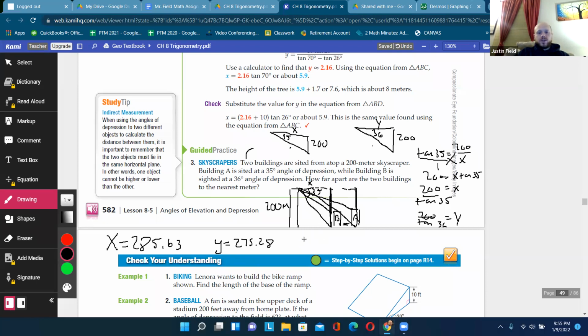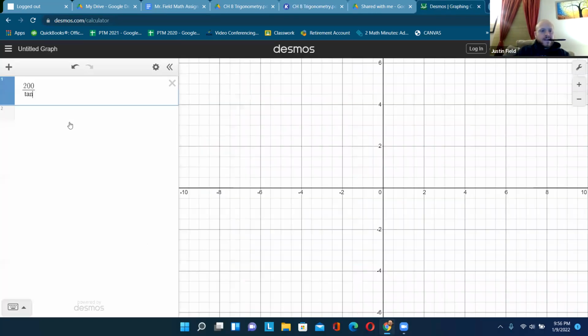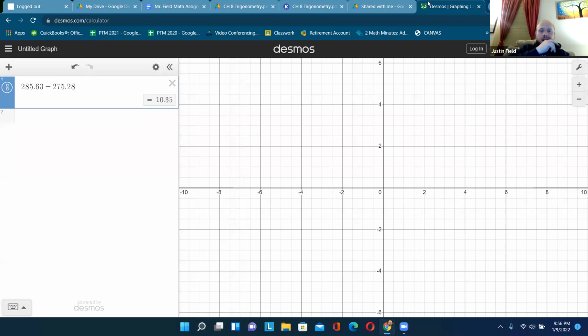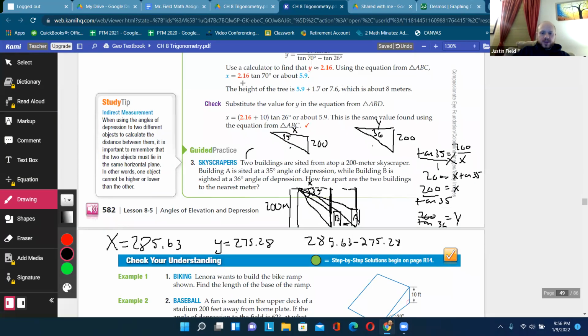All right, and then we just subtract: 285.63 minus 275.28. Okay, 0.63 minus 275 point what? 0.28. 10.35. So according to our calculations, the distance is 10.35 meters.